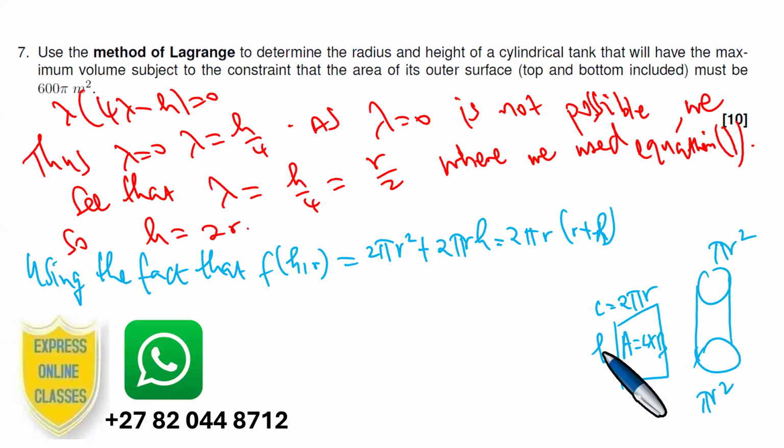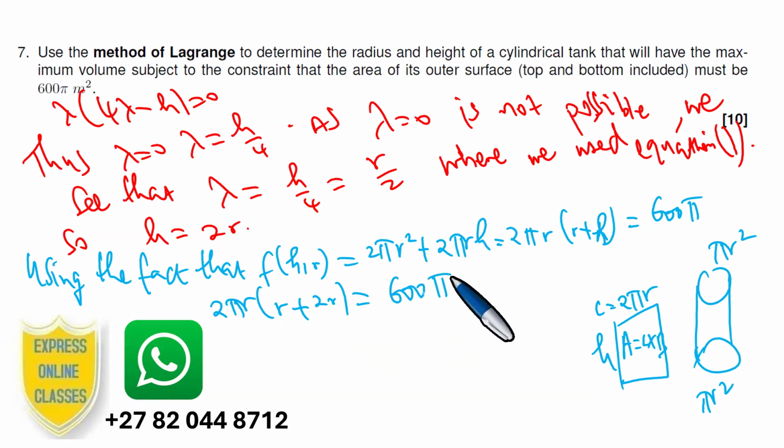So in the end, you have the following. Now we have 2 pi r, but you know that wherever there's h, you can put 2r. So you have 2 pi r, and then r plus h becomes r plus 2r, which equals 600 pi. So r plus 2r is 3r, and 2 times 3 is 6 pi r squared, which is equal to 600 pi.